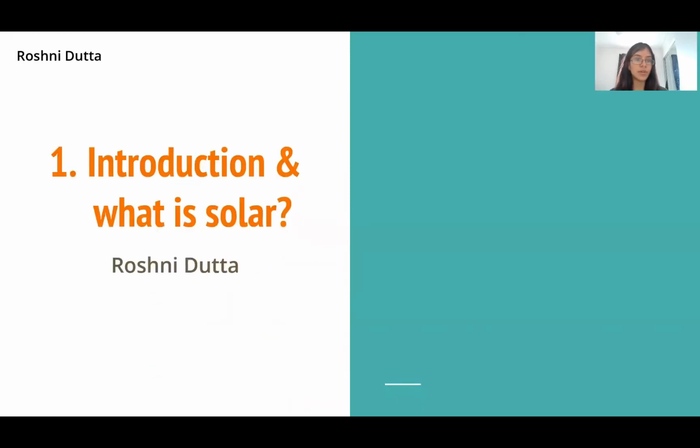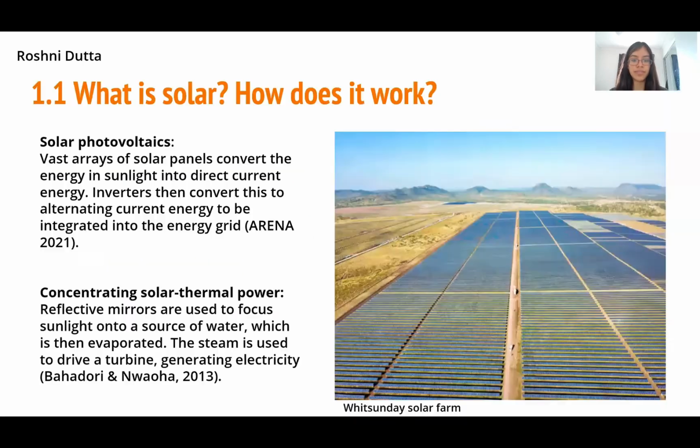I'm Roshni Dutta, and I'm going to talk about what solar is. Large-scale solar for energy production can be split into two types. The first is known as solar photovoltaics, or PV. This involves large arrays of solar panels set out in an open space. The panels capture and convert the energy in sunlight into direct current energy. Inverters then convert this to alternating current energy, which is integrated into the energy grid.